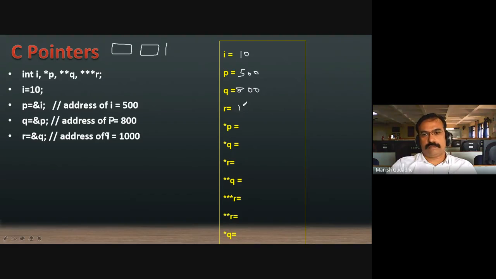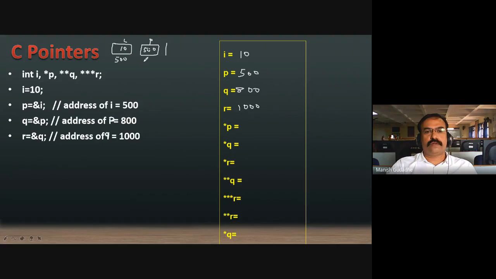R 1000. Absolutely correct. So everyone has got how this has happened, because this is the address of I. Let us say the address of our I is 500, which is given. So I write here as 500. I value is 10. This is variable I. This is variable P. P is the address of I. Hence it will hold 500.